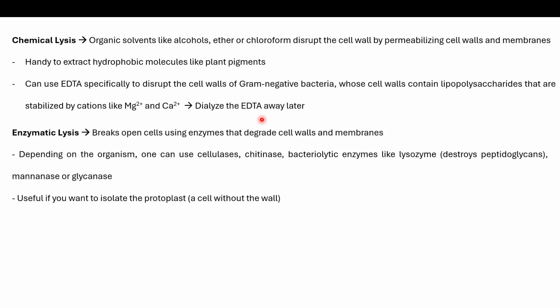There can be enzymatic lysis, which breaks open cells using enzymes that degrade cell walls and membranes. Depending on the organism, one can use cellulases for degrading cellulose, and chitinase, since in fungal walls there is chitin, right? Bacteriolytic enzymes like lysozyme destroy the peptidoglycan layer, and there are mannanase or glycanase. Enzymatic lysis is useful if you want to isolate the protoplast, a cell without the wall. In such cases also enzymatic lysis can be very useful.